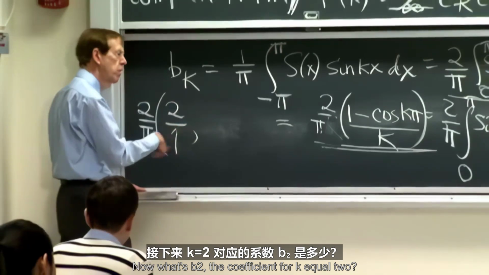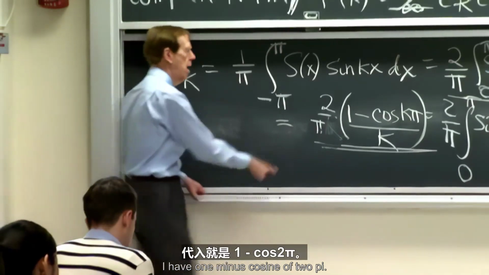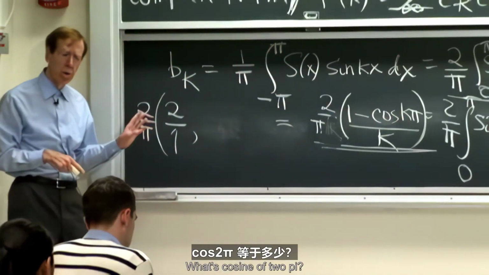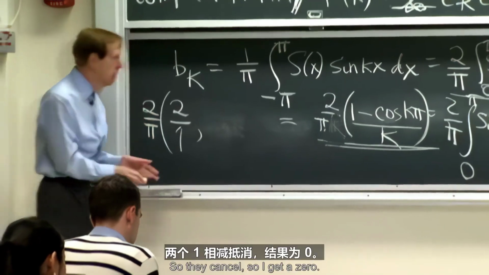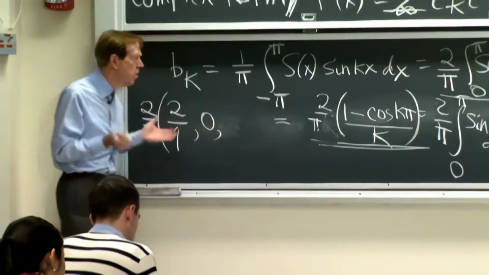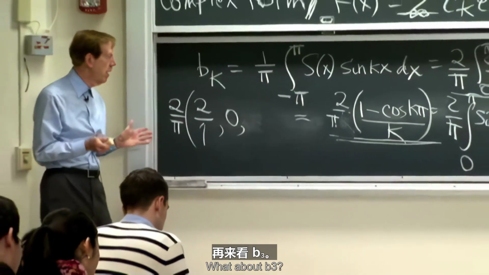Now what's B2, the coefficient for k equal 2? I have 1 minus cosine of 2 pi. What's cosine of 2 pi? 1. So they cancel, so I get a 0. There is no B2. What about B3?